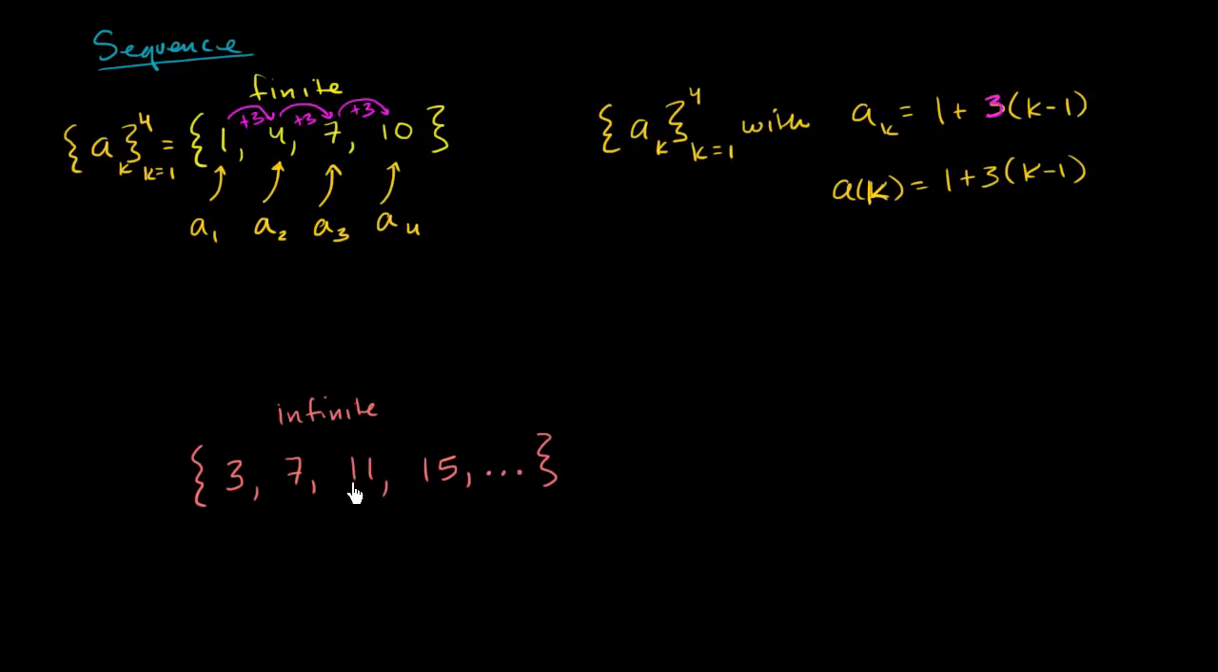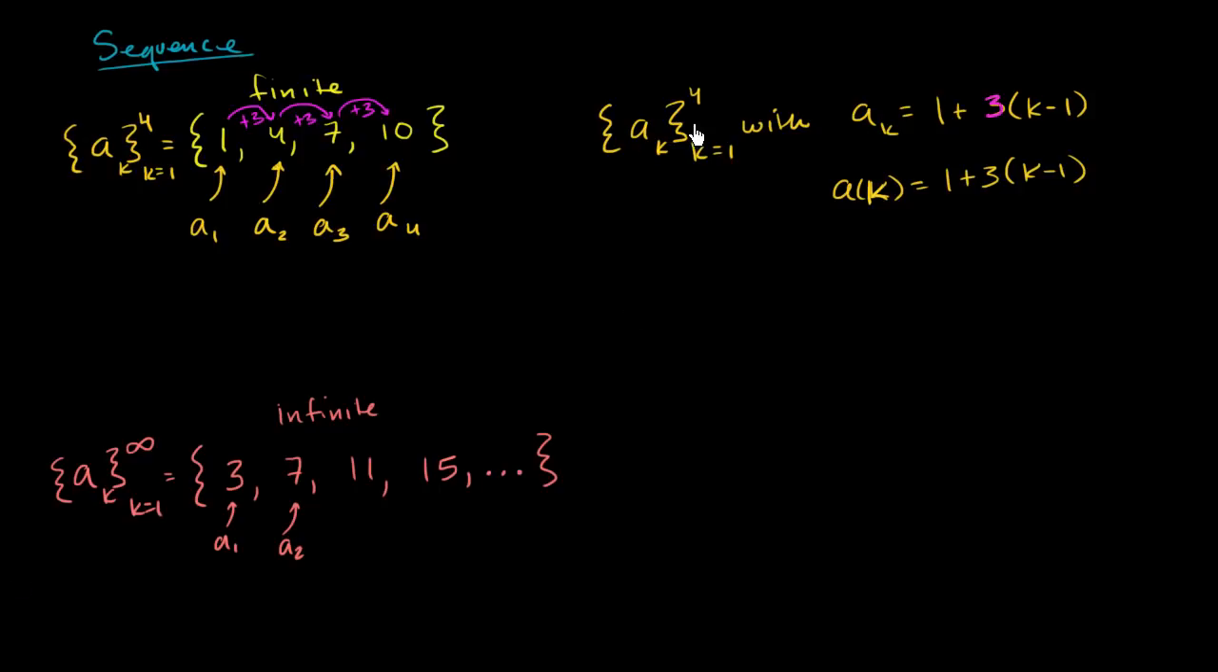Now, how would I denote this business right over here? Well, I could say that this is equal to, and people tend to use a, but I could use the notation b sub k or anything else, but I'll do a again. A sub k, and here we're going from our first term, so this is a sub 1, this is a sub 2, all the way to infinity.